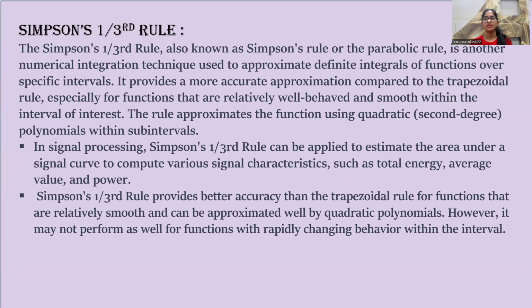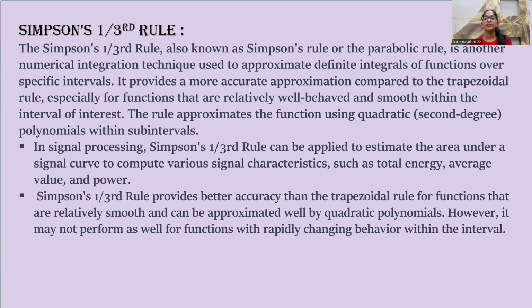The next one is Simpson's 1/3 rule. It is also known as Simpson's rule or the parabolic rule. It is also an integration technique which is used to approximate definite integrals of a function over specific intervals. It provides a more accurate approximation compared to the trapezoidal rule, especially for functions that are relatively well behaved and smooth within the interval of interest.